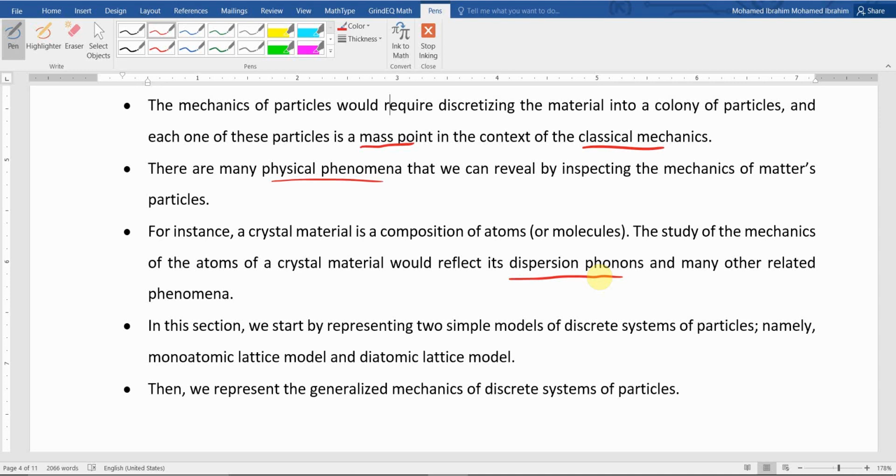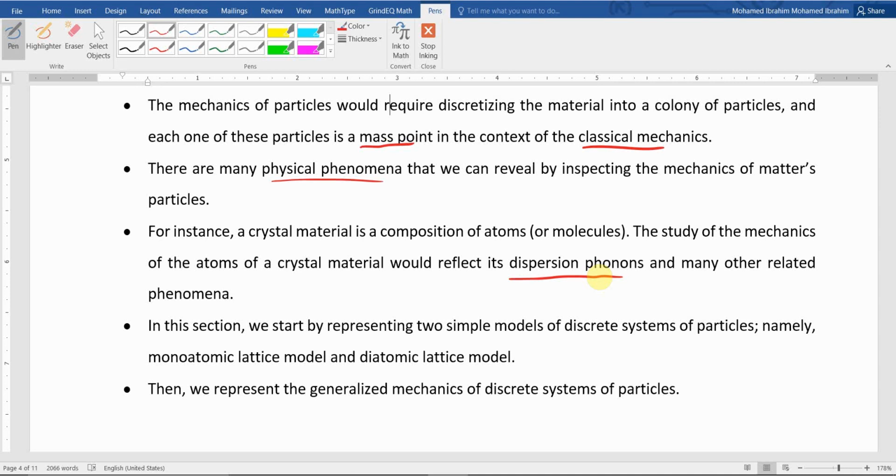So to study the entire behavior of the material, this is continuum mechanics. And in this case, you don't care about the motion of the particle. Makes sense? But the physics guys are interested in the phonon dispersion. So to study the phonon dispersion, they have to see what's going on inside the material and how these particles inside the material are moving.